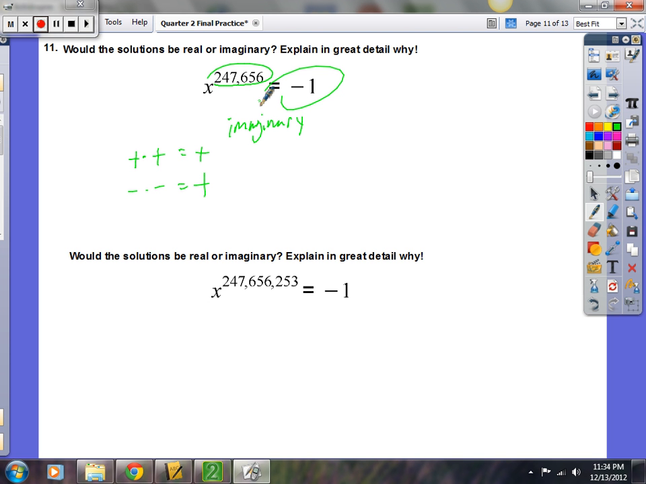Okay, this one, would the solutions be real or imaginary? X, some number, times itself 247,656,253 times. But your outcome is a negative 1. Is that plausible? Yes, it's going to be real. It's real because this number right here is odd, so that means there's going to be a positive times a negative, which is going to be a negative, and that's what they're saying we end up at.